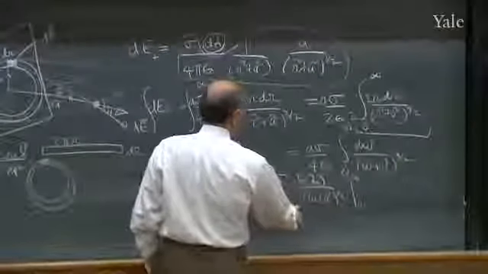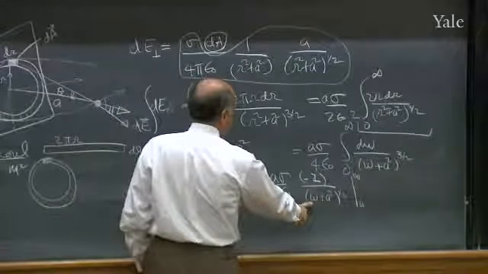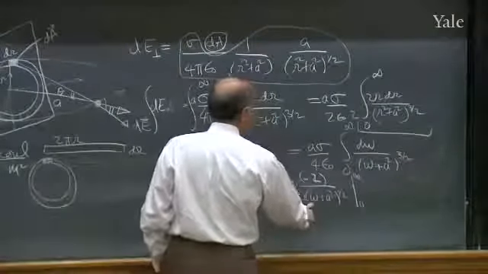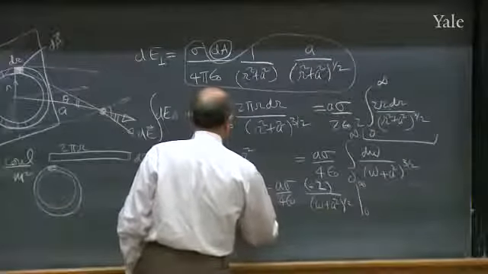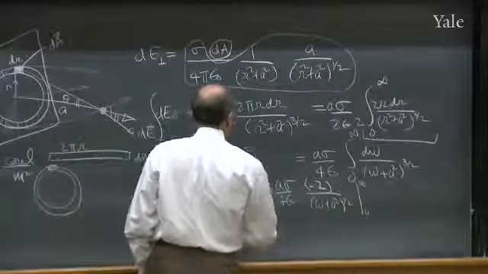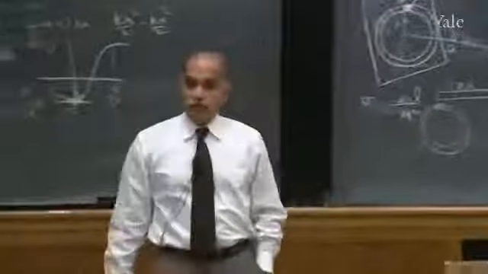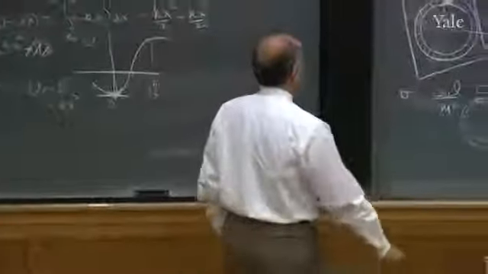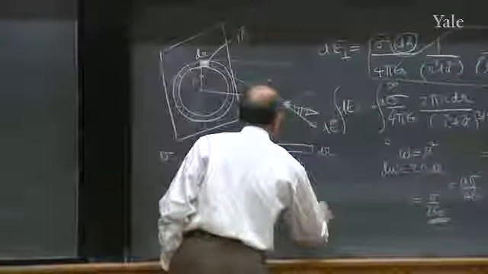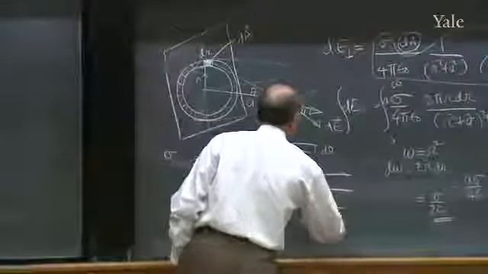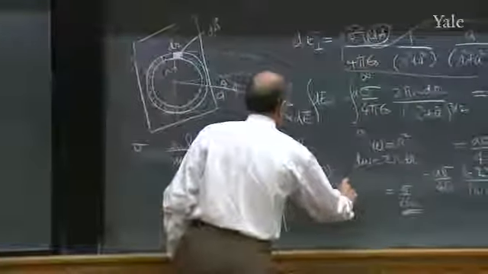And now if you look at this integral, in the upper limit when omega is infinity, you get 1 over infinity, which is 0. The lower limit when omega is 0, you get 1 over a, and that will cancel the a here, and you will get sigma over 2 epsilon 0. So that's the final answer. So the electric field of this infinite plane, if you look at it from the side, looks like this. It is sigma over 2 epsilon 0.